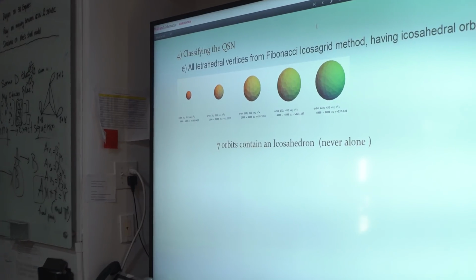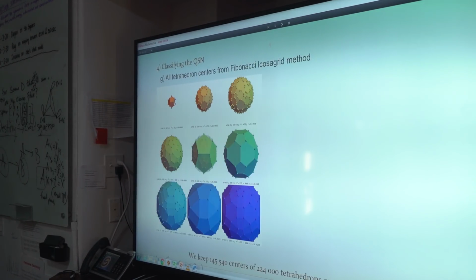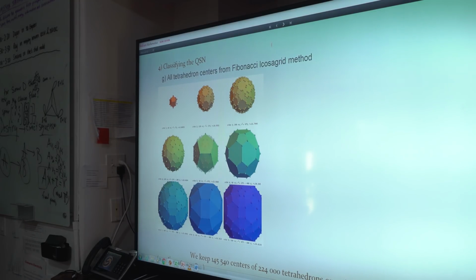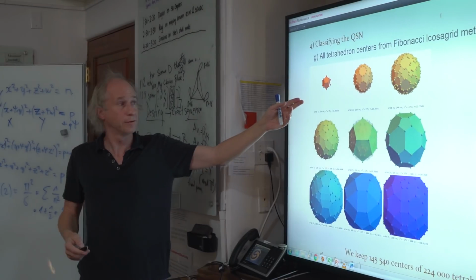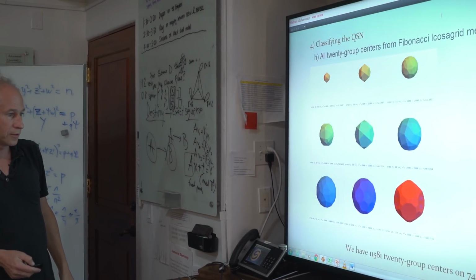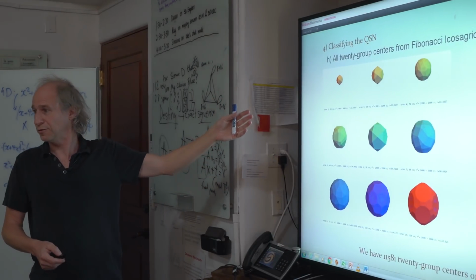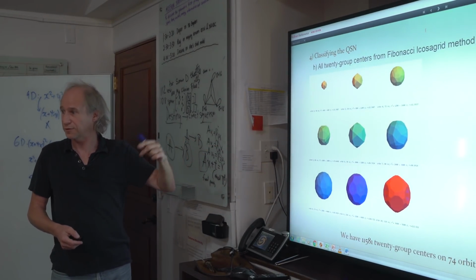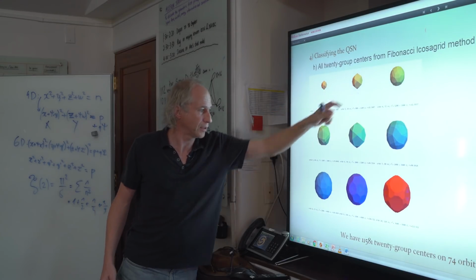So after I have searched in the QSN for the icosahedron in the orbit, I found some. Icosidodecahedron, there is. And now it's the tetrahedron centers, this combined quasicrystal derived from the QSN. We have a dodecahedron now in the middle, and 20 group center, because in fact we have no icosahedron and no icosidodecahedron in the 20 group in the tetrahedron center. Now the 20 group center, naturally the first orbit is icosidodecahedron, and we have several.